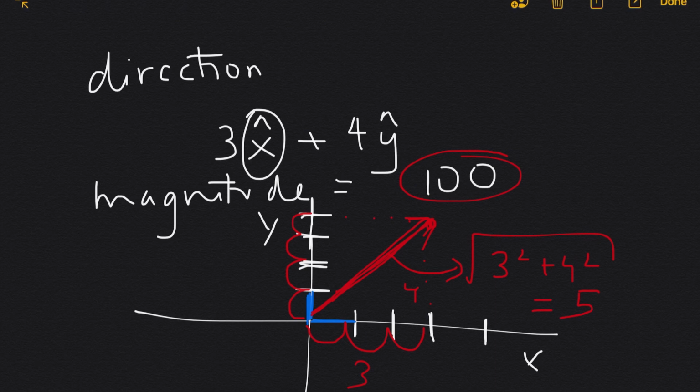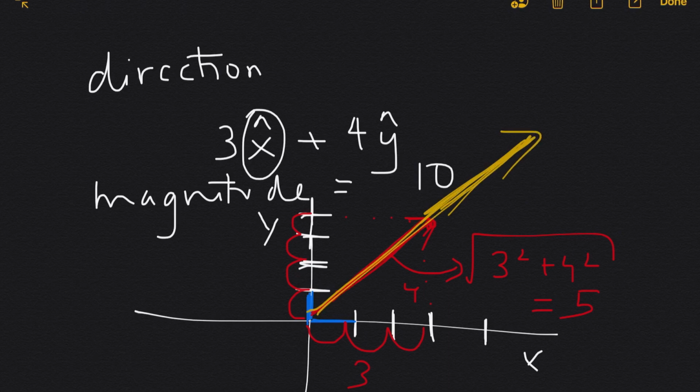But they told us magnitude is 100. So to make life a bit easier, let me change 100 to something that's easier to deal with. Let's change it to 10. Let's say the magnitude is 10. So that means this is only 5 though, so we need an additional 5. So that means it's twice the length of this arrow, so we just have to extend it out. And that would be what this vector actually looks like.